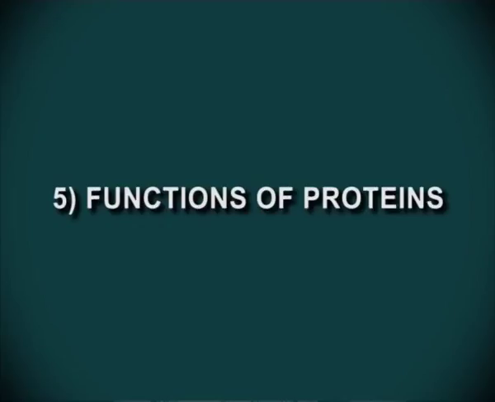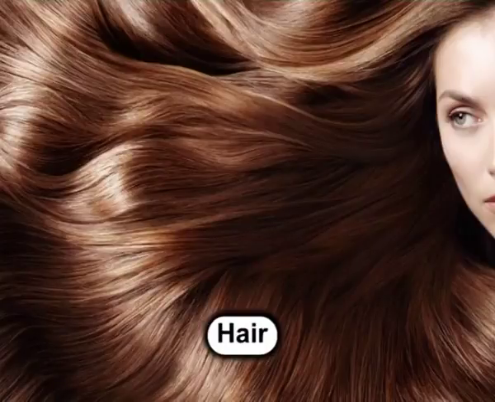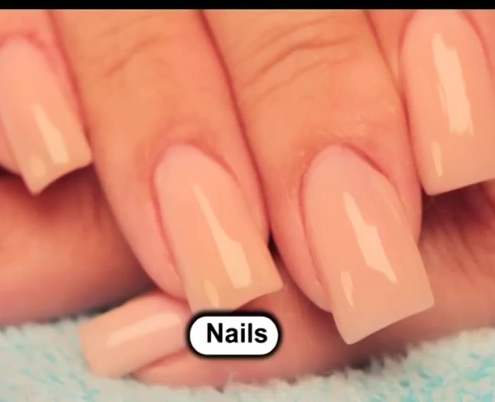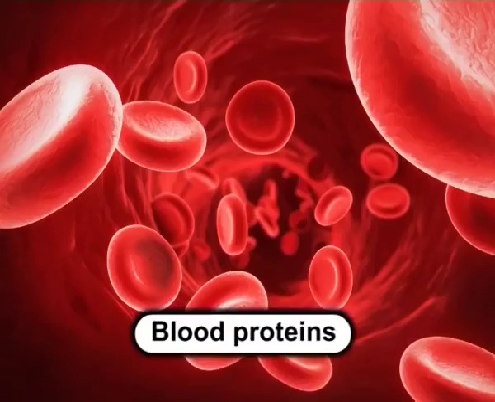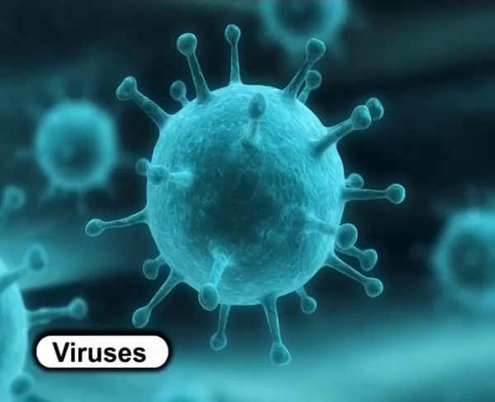Coming to the functions of proteins: structural and mechanical functions. Structures such as bone, skin and hair are made up of collagen, the most abundant protein in mammals. It gives elasticity to these structures. Hair and nails are made up of keratin, another important protein. Second is immune function. Proteins are responsible for fighting invasion and infection by foreign substances. Antibodies are blood proteins that attack and inactivate bacteria and viruses that cause infection.